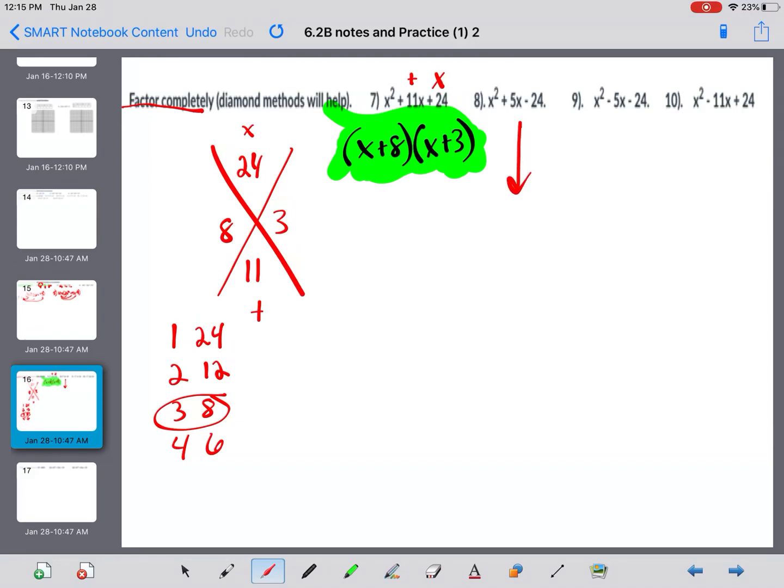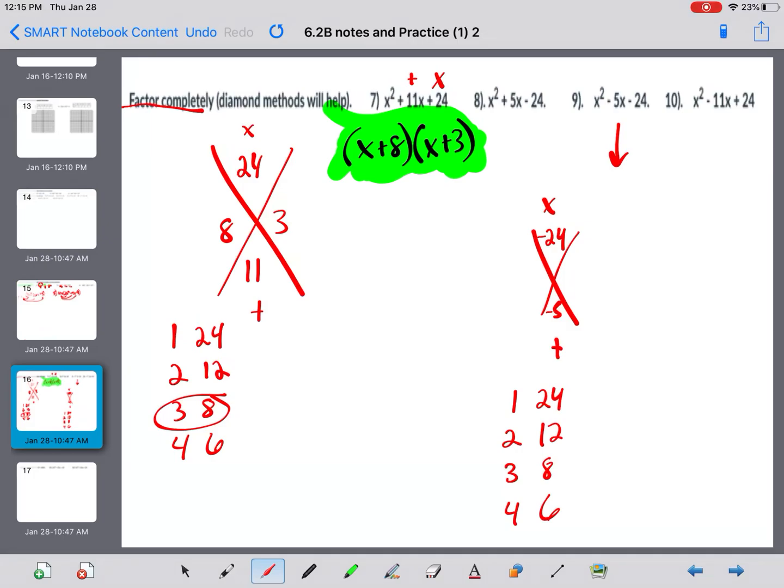Number 8. Actually, I'm going to do number 9 instead. Number 9. There's no GCF, but it's a trinomial. You're looking for numbers that multiply to negative 24 and add to negative 5. So again, you can make your lists, your ways to multiply to 24. That's how you want to start.